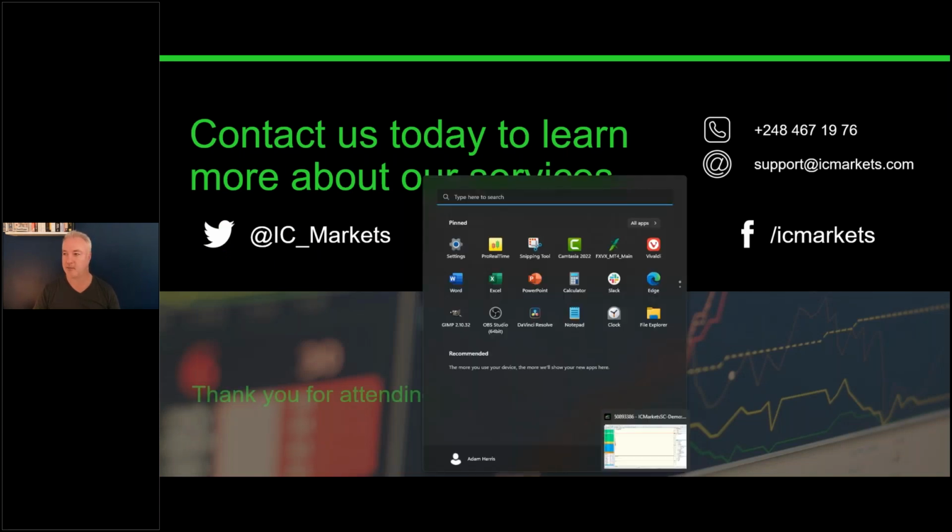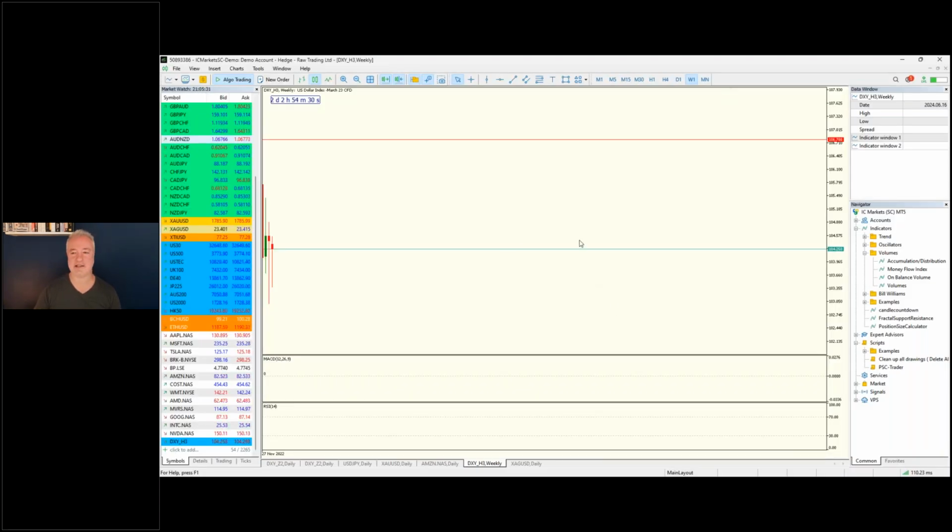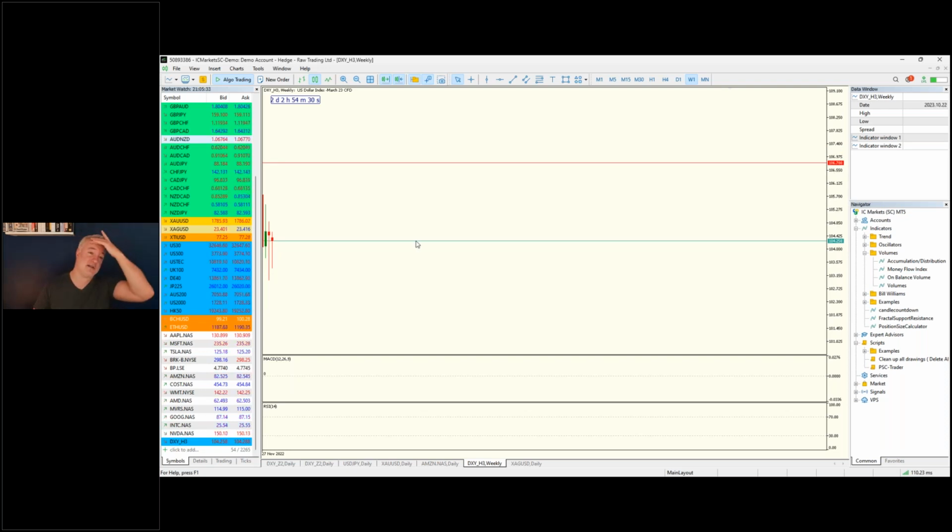Let's go to the platform, and let's have a look at a few things. So this instrument that we're looking at here is the DXY. This is the dollar index, the US dollar index. And this is the contract that lasts until March 23rd.